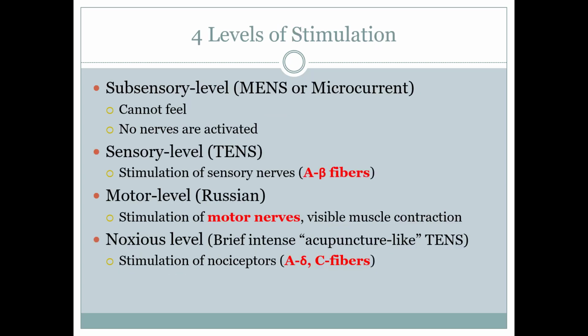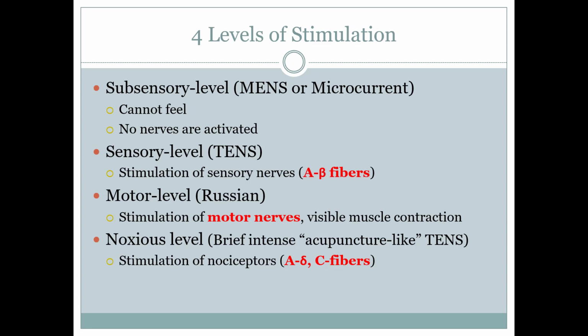There are 4 primary levels of stimulation within therapeutic electricity. Treatments can occur at a subsensory level, with examples such as MENS or microcurrent. A microcurrent electrical neuromuscular stimulator, or MENS, also known as a microamperage electrical neuromuscular stimulator, is a device used to send weak electrical signals to the body. Such devices apply extremely small, less than 1 microampere, electrical currents to nerves using electrode placements on the skin. The patient cannot feel the treatment, and there are no nerves that are activated.